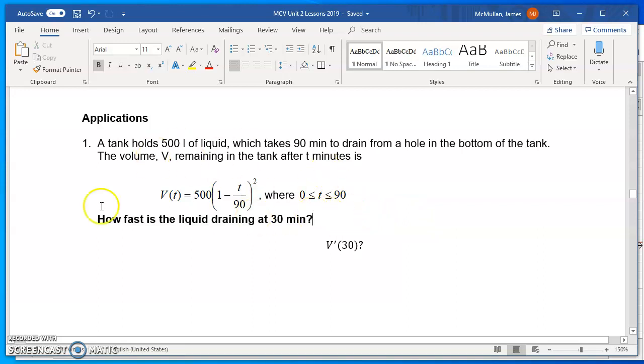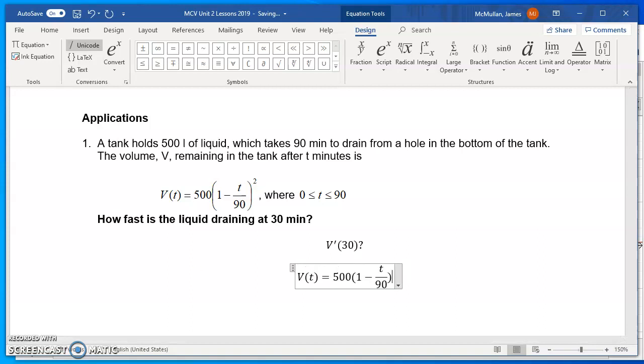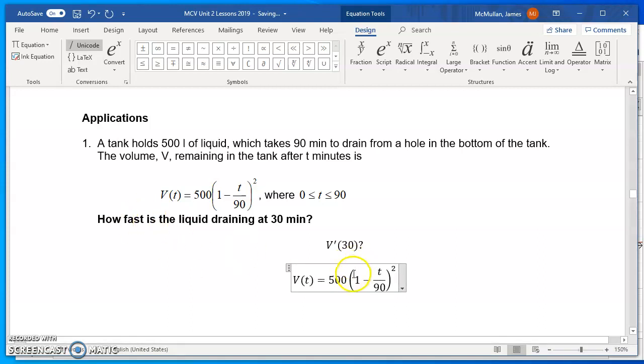In any case, to solve something like this, all we need to do is find its derivative and plug in 30. So let's try and find its derivative. Now, this is not an example of a product rule, okay? Because some people are going to look at this and they're going to go v of t equals 500 times 1 minus t over 90 squared, and they're going to think that 500 is a function and 1 minus t over 90 squared is a function.